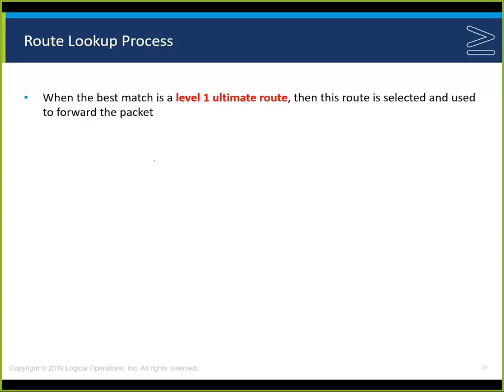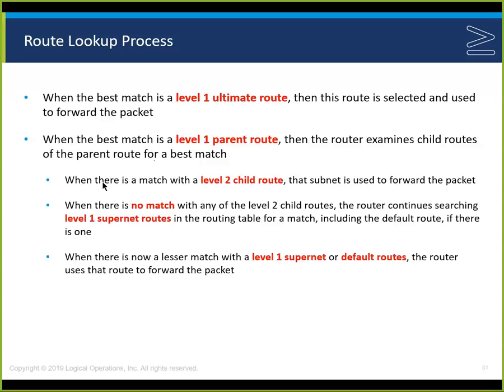The route lookup process, and these are all kind of administrative technicalities. The best match is a level 1 ultimate route, which is selected and used to forward the packet. When the best match is a level 1 parent route, it then examines the child routes, the subnetted routes, to find which one would be the best route.